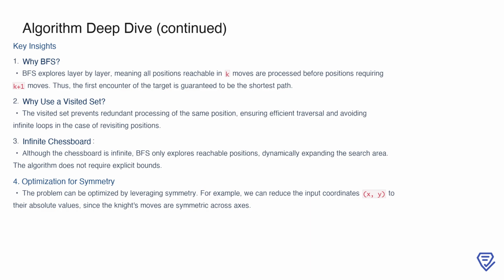The use of a visited set is equally crucial, as it prevents revisiting positions we have already processed, ensuring efficiency and avoiding unnecessary computations. Although the chessboard is conceptually infinite, BFS dynamically expands the search area based on the target's location. This means we do not need to define explicit boundaries. Moreover, the algorithm can be optimized by taking advantage of symmetry. Since knight moves are symmetric across the x and y axes, we can reduce the target coordinates to their absolute values. This allows us to treat all quadrants of the chessboard equivalently, further reducing the effective search space.